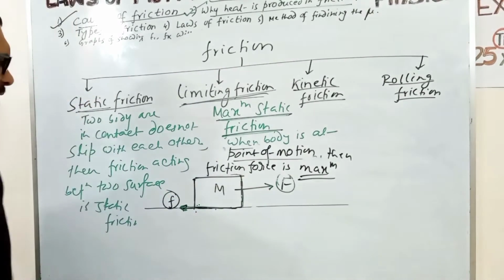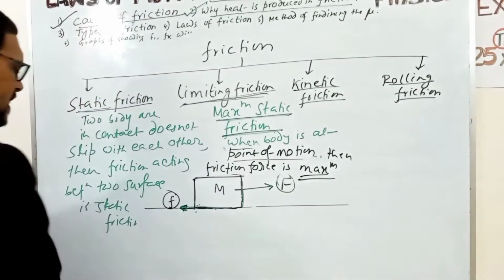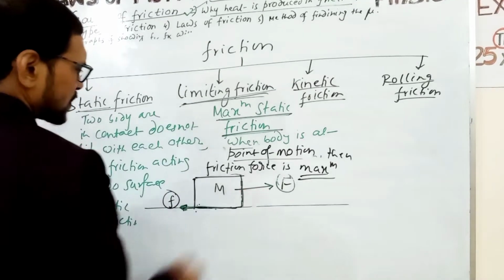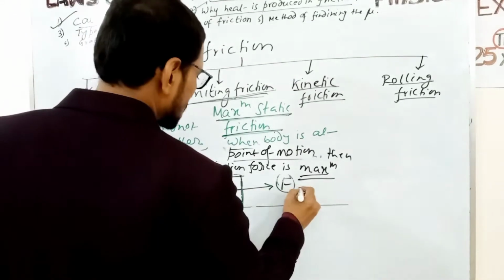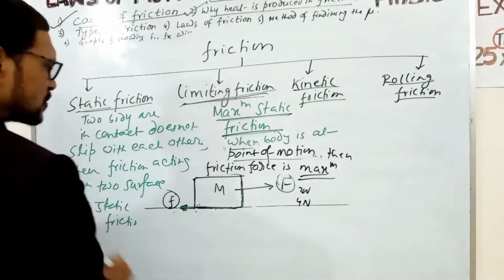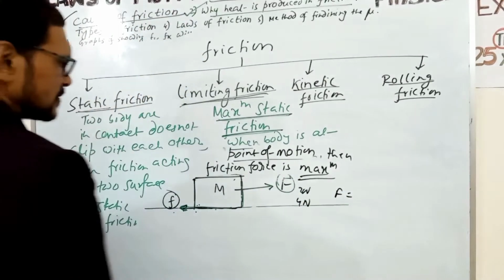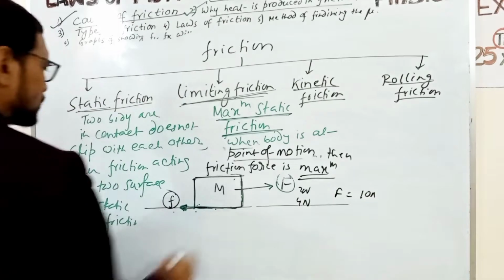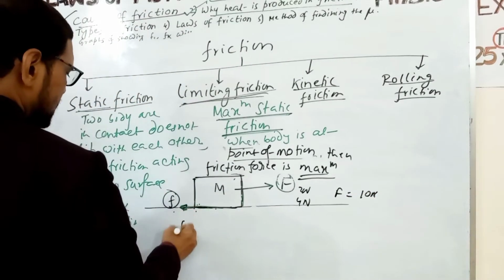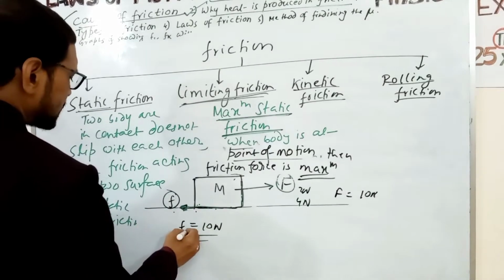I have told you previously that when an external force is applied on the body but the body is at rest, then if the force is gradually increased, the friction force also increases to prevent the motion of the body. If the force is 2 newton, friction is 2 newton. If the force is 4 newton, friction force is 4 newton. Suppose when F equals 10 newton, the body starts to move. Now when the body starts to move, the friction is 10 newton. This is limiting friction, FL.